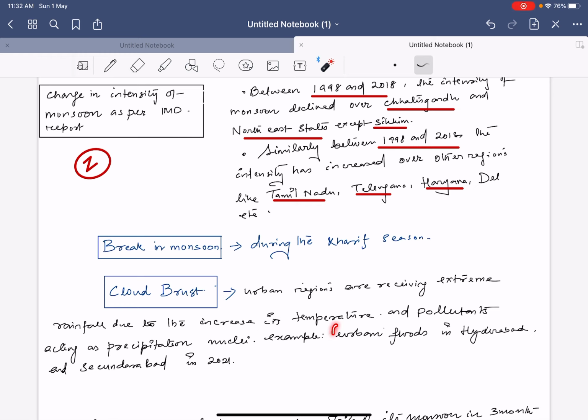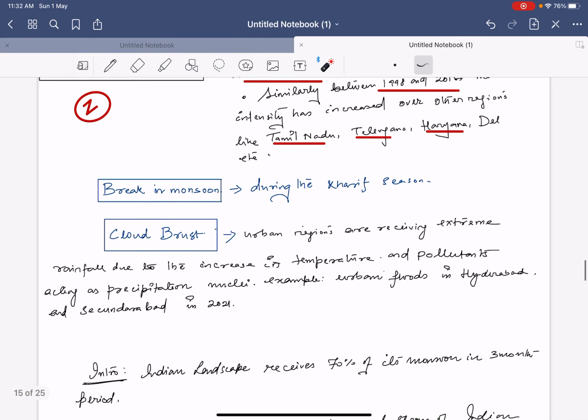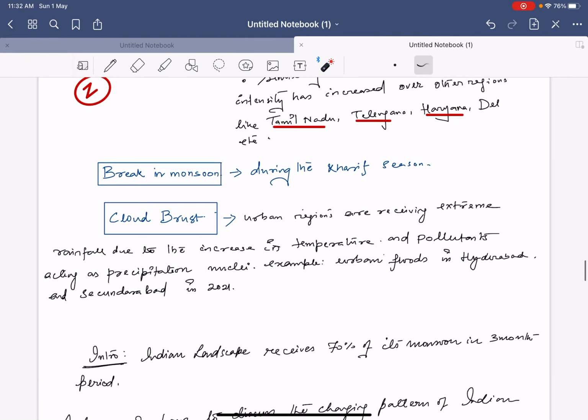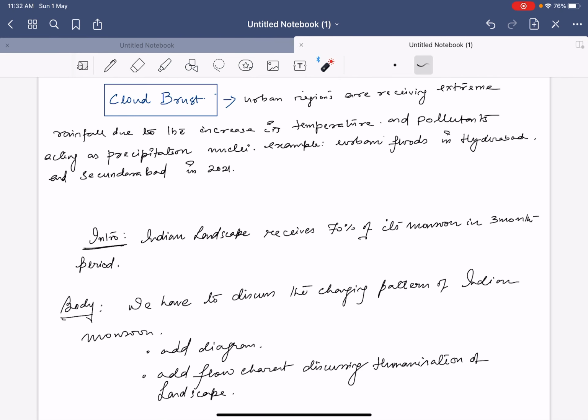Now this we are especially witnessing in the urban areas, especially the urban floods in Hyderabad and Secunderabad in 2021. These are nothing but cases of the cloud burst. Now, after we have understood the question, let us see what exactly we need to address this question. First, we need to have an intro.